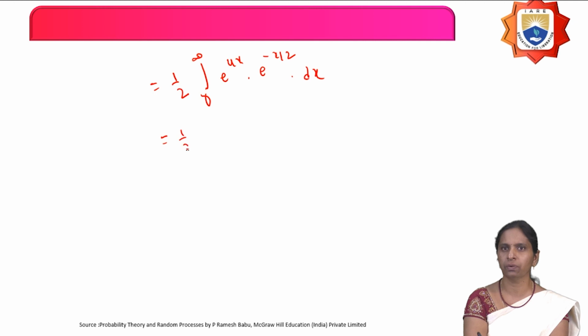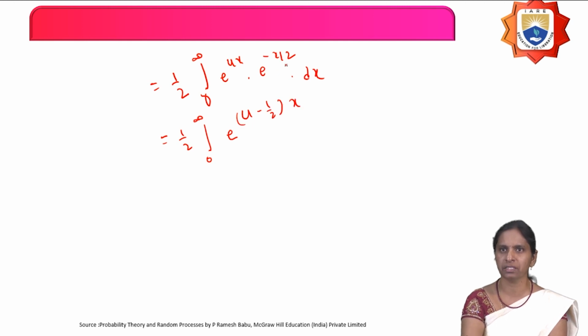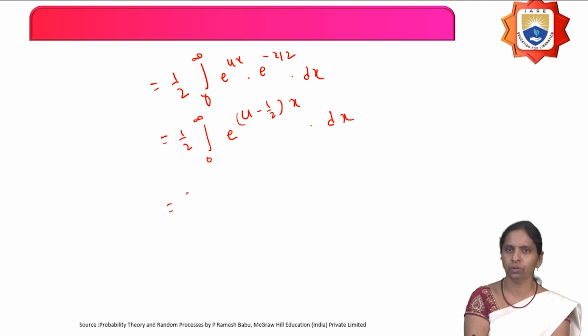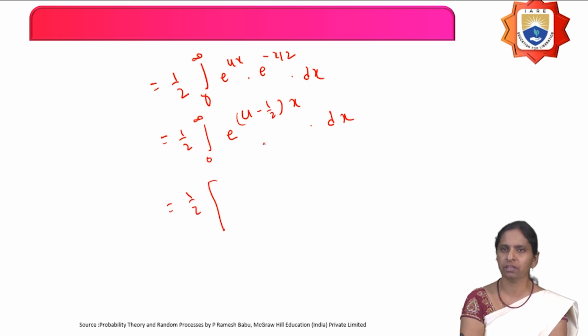So that equals to 1 by 2 integration 0 to infinity e power (u minus 1 by 2) into x. It means just you are taking the common as the variable x. So e power (u minus 1 by 2) into x into dx. That equals to 1 by 2. And what is the integration of e power (u minus 1 by 2) into x?